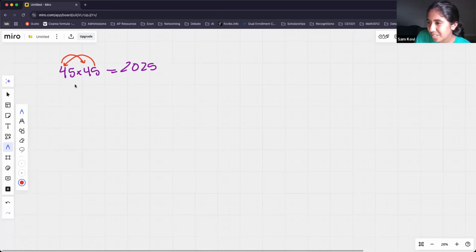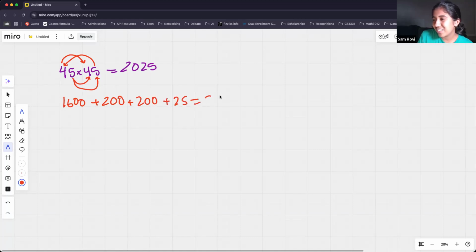Good. Yeah, so I think there was a little bit of FOIL in there, which is absolutely correct. So you would do 40 times 40, which is 1,600, plus the 40 times 5, which is gonna be 200, plus another 5 times 40, which is 200, plus 5 times 5, which is 25, and that's how you get 2025. Okay, awesome. So FOIL definitely works. But there is a nicer way to do this.